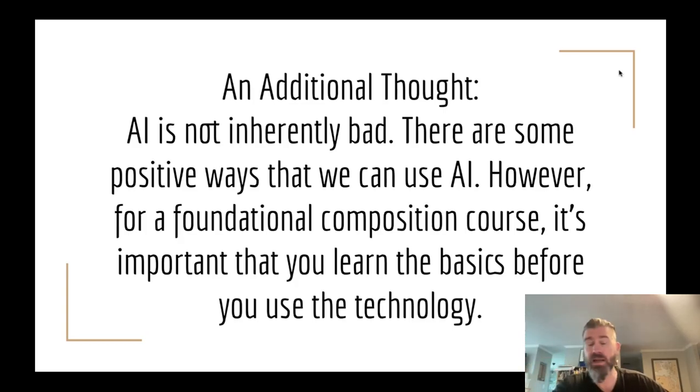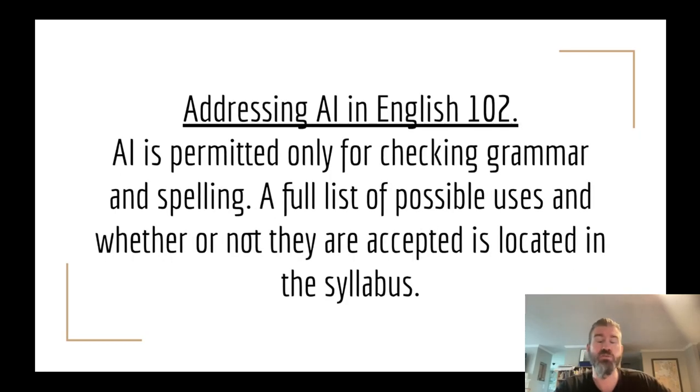Okay. I'm happy to debate this, discuss this, whatever you want to do. I think that there are some use cases. I just don't think that it's necessary for this class, and that it becomes a hindrance, prevents you from reaching your full potential. So the AI policy in English 102: AI is permitted only for checking grammar and spelling. A full list of possible uses and whether or not they're accepted is in the syllabus and is part of the syllabus quiz.